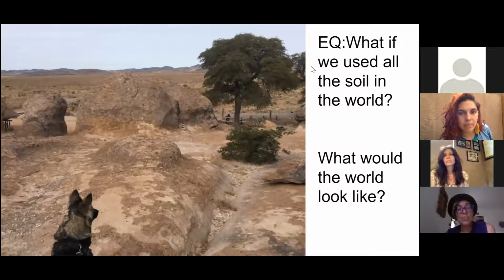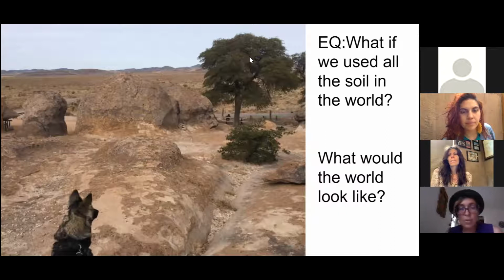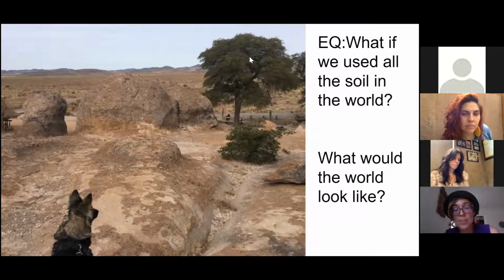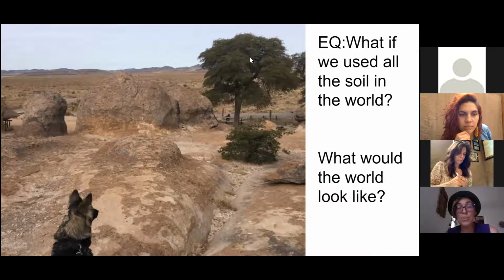So the essential question for this lesson is, what if we used up all the soil in the world? What would the world look like? That is the essential question. So that is the setup for the lesson. And if you're in a classroom, this would be a really great time to do some brainstorming, to ask students to start giving some ideas about what they think the world would look like if there was no soil.